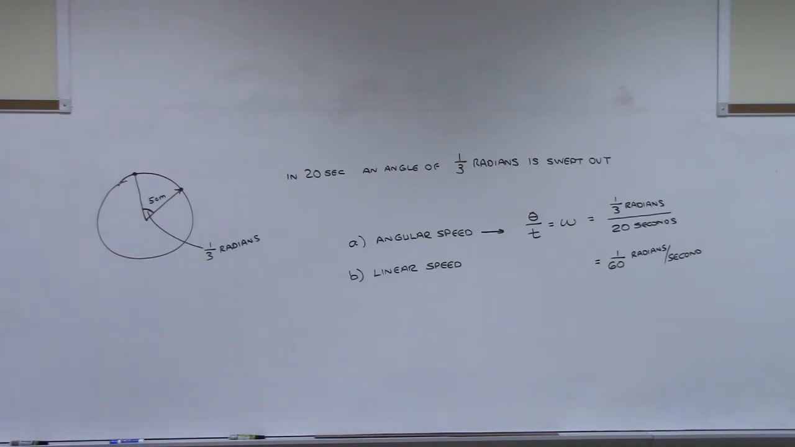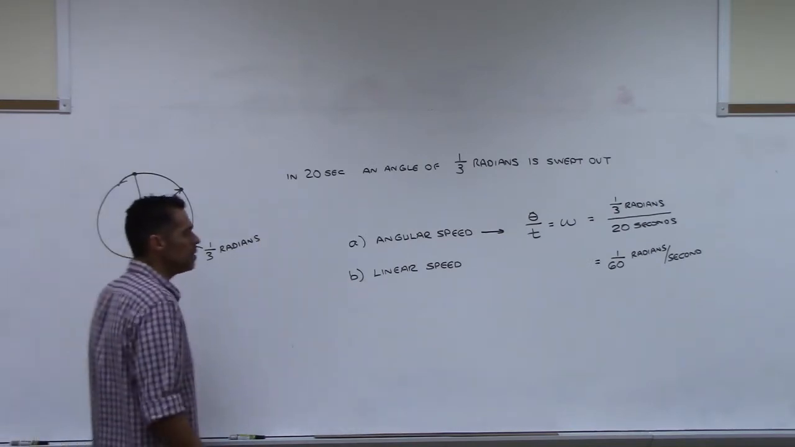Don't make it more complicated than it is, right? It's the angle you sweep through divided by the time it takes you to do it. 1/3 divided by 20 is 1/60th. Now, linear speed requires a little more work. What is the linear speed? There was a formula for it.